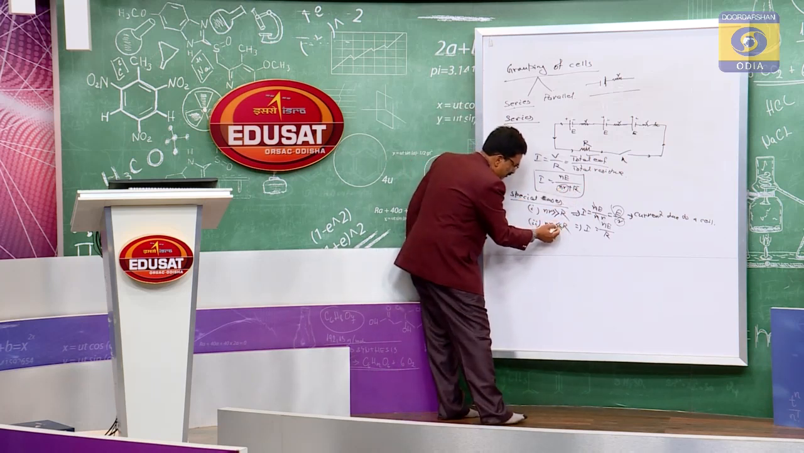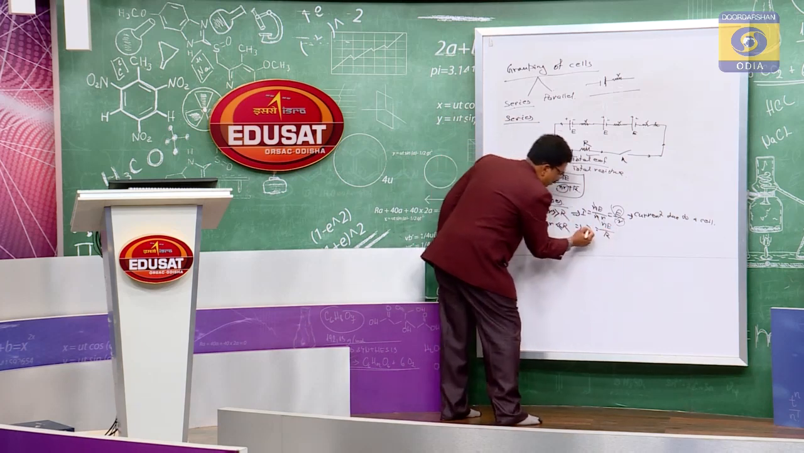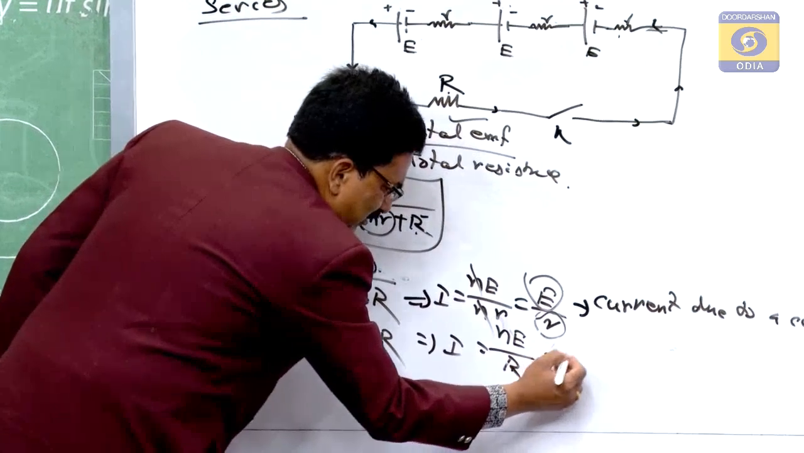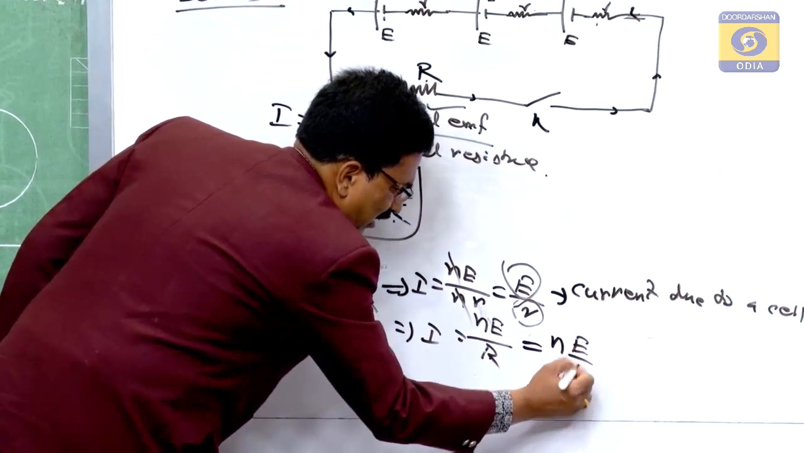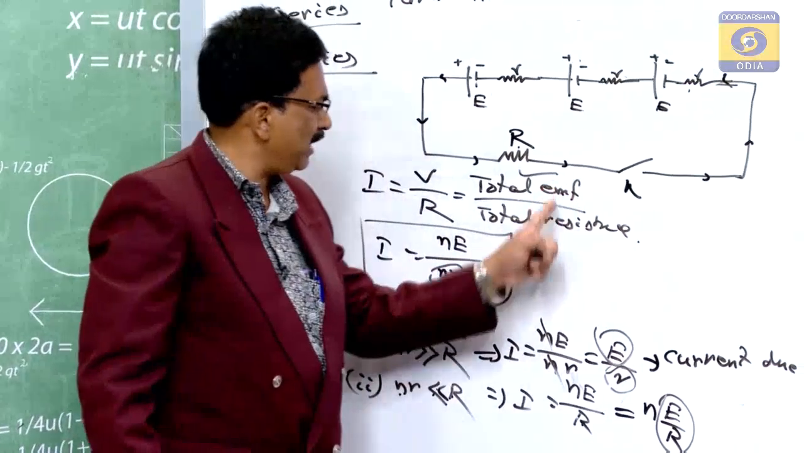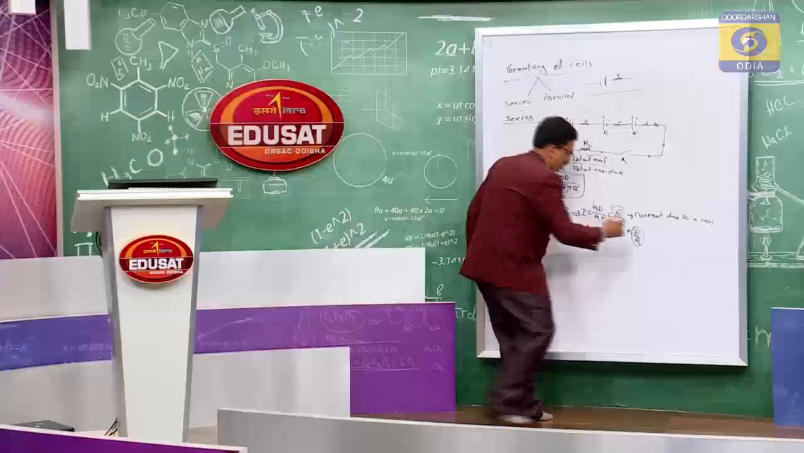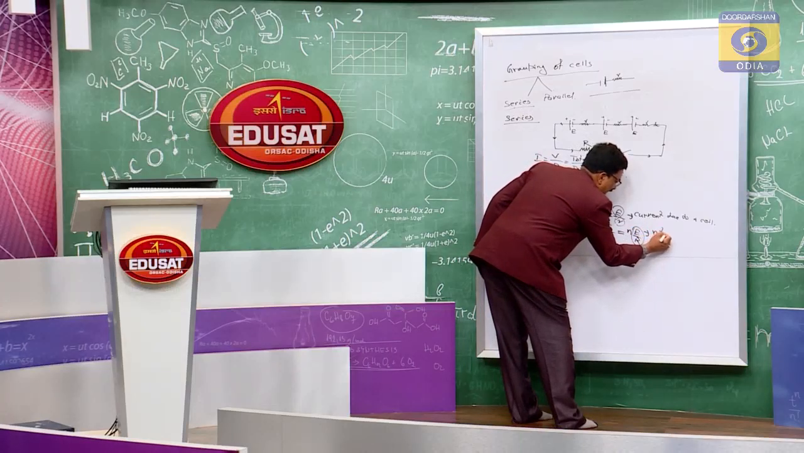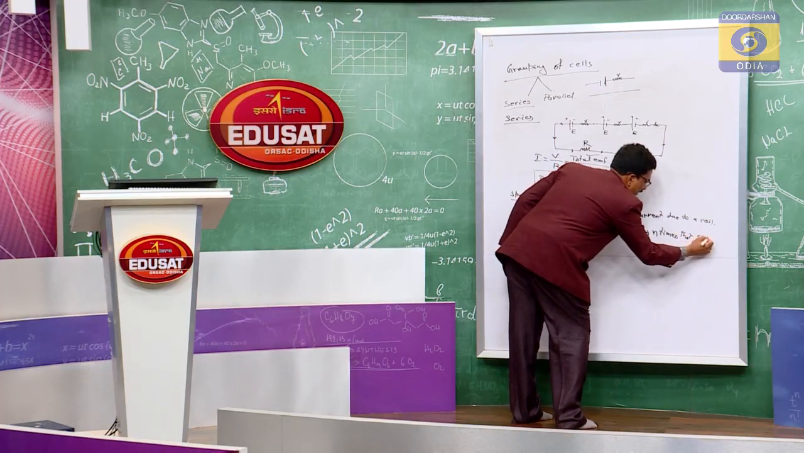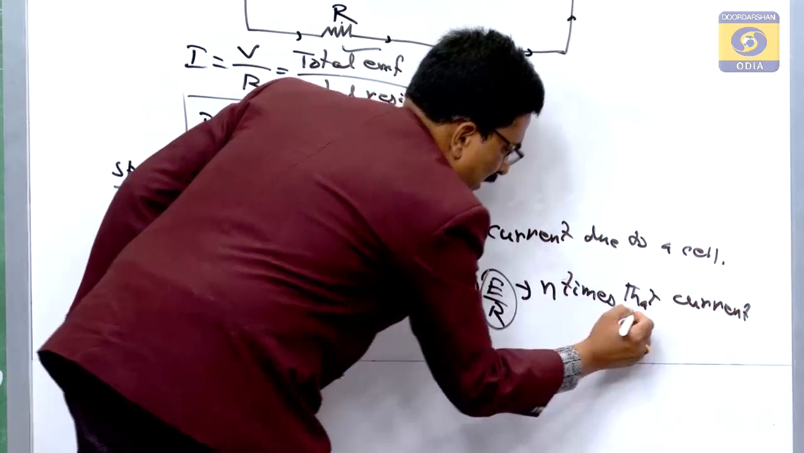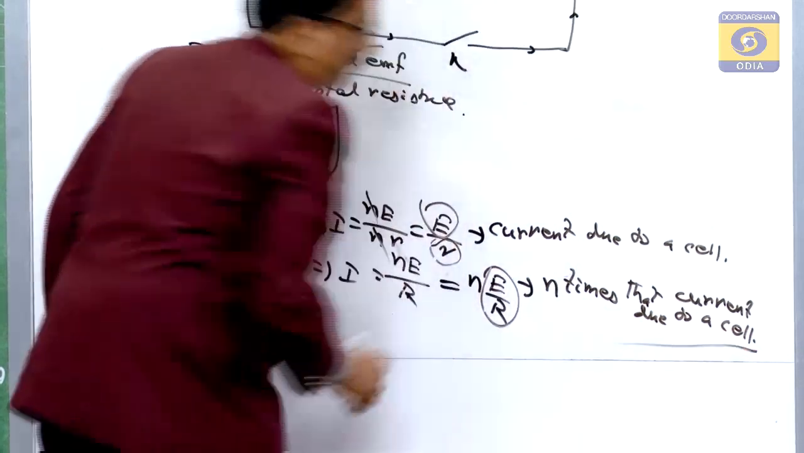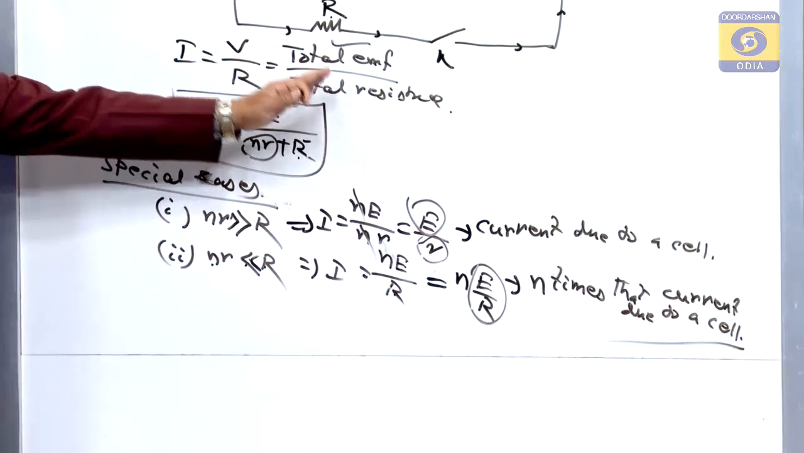So if R is much greater than Nr, then we say that the current I equals NE by R, that is N times E by R. N is the number, E means the EMF, R means the resistance. So that equals N times the current due to a cell.